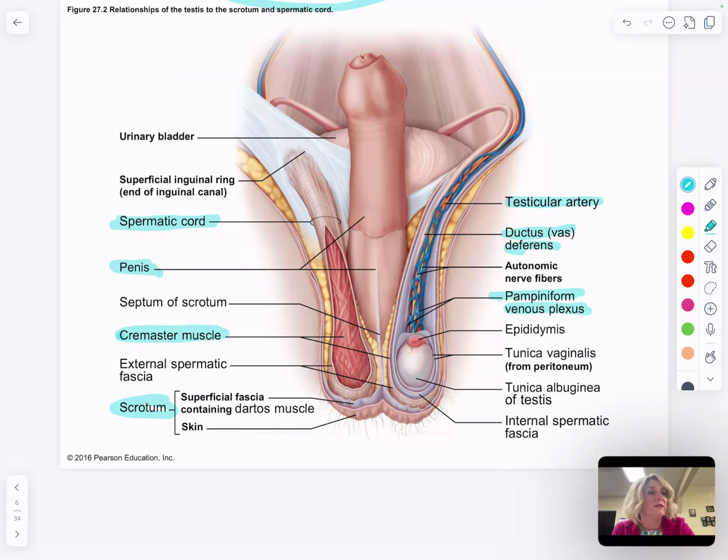We'll cover in detail the testes in the next page, I think it is. Anyway, one of the things I wanted to show you though in this is a couple of things.